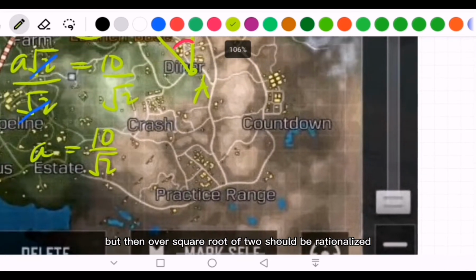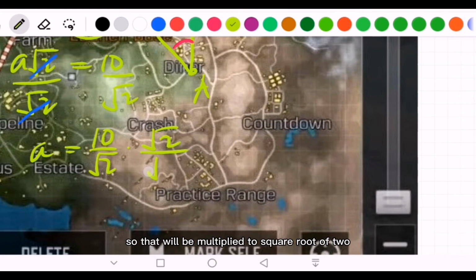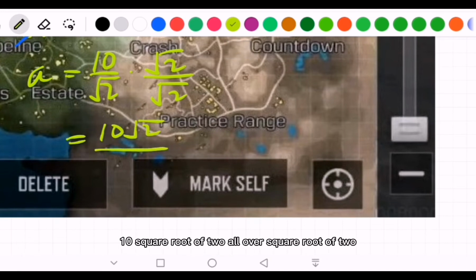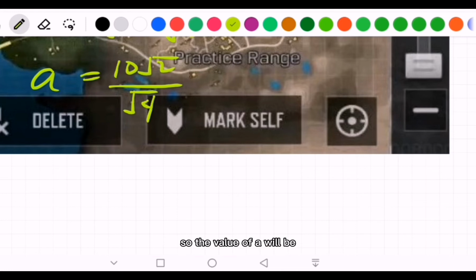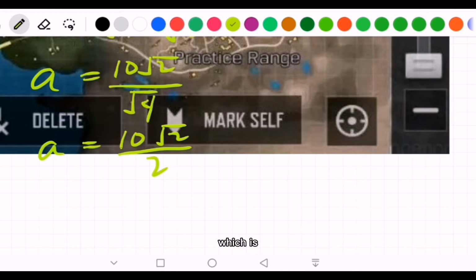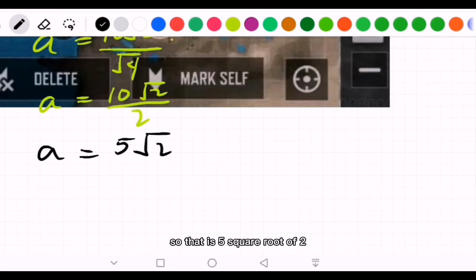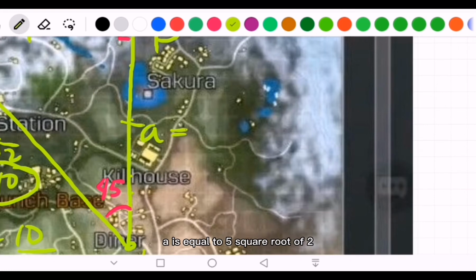But 10 over square root of 2 should be rationalized, so that will be multiplied by square root of 2 over square root of 2. 10 times square root of 2 is 10 square root of 2, all over square root of 2 times square root of 2, which is square root of 4. So the value of a will be 10 square root of 2 all over 2, and our final answer, 10 divided by 2 is 5, so that is 5 square root of 2. a is equal to 5 square root of 2.